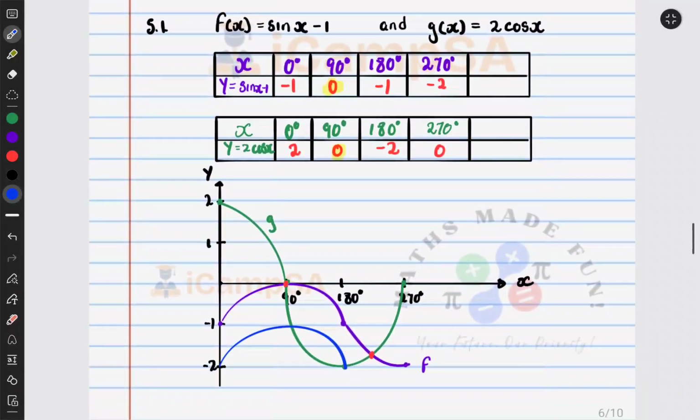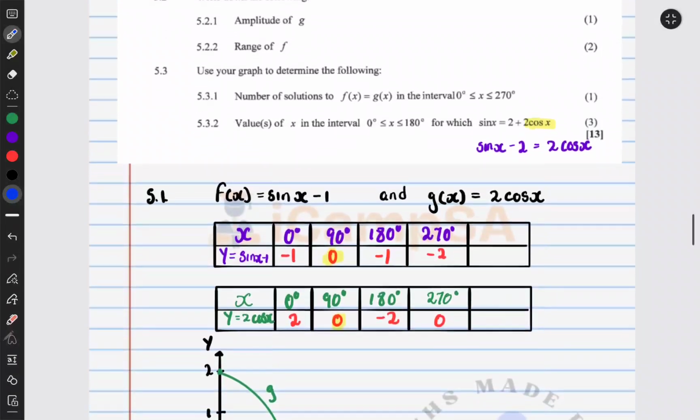If you want, we can roughly sketch it. Let's say sine of 0 minus 2 gives us minus 2. And then sine 90 minus 2 gives us negative 1. And then sine 180 minus 2 gives us minus 2 again, and then it ends there.